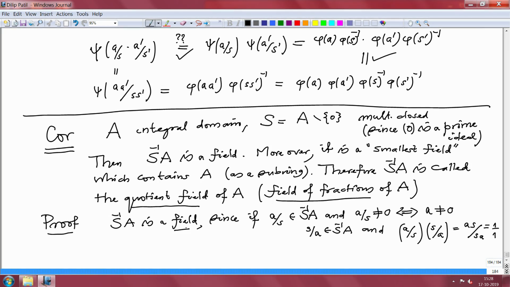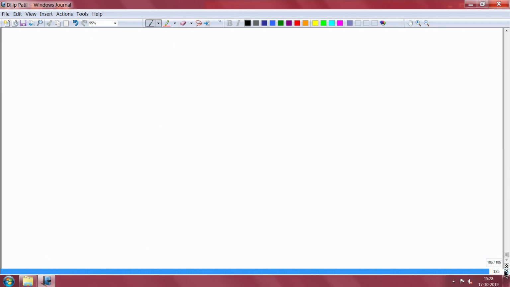Now, what does the universal property say? I want to show it is the smallest field. What does smallest mean? That means if capital K is a field and if A is contained in K as a ring homomorphism, so this means A is a subring of K, then I want to show that this S inverse A is also contained here.